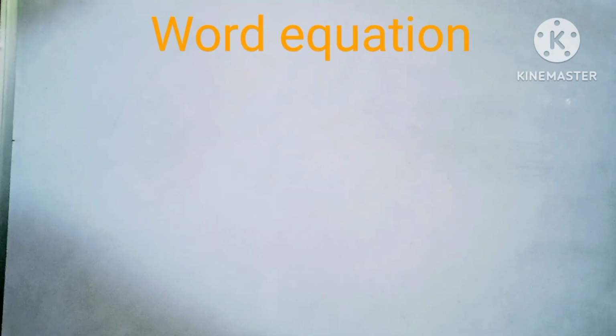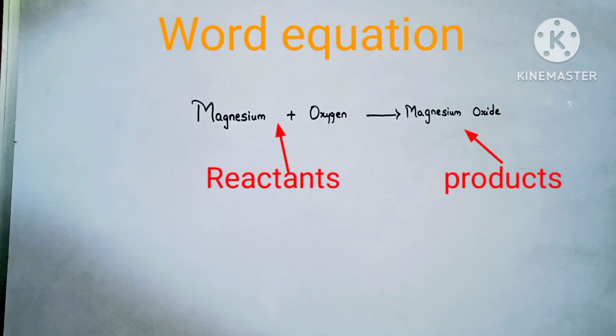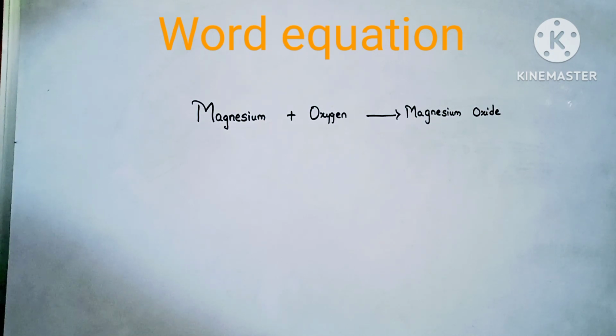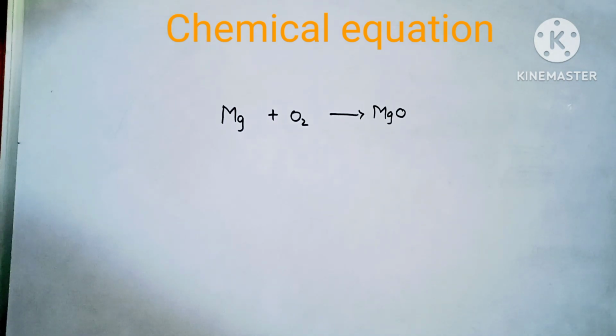Word equations are used to describe the names of the reactants and products. If more than one reactant or product is involved in the chemical equation, they are separated with a plus sign, and an arrow is used to separate the reactants and the products. You can see the example: magnesium reacts with oxygen to form magnesium oxide. Let us see chemical equation. In this equation, the names of the reactants and product are substituted with chemical formulae. You can see here Mg plus O2 gives rise to MgO.